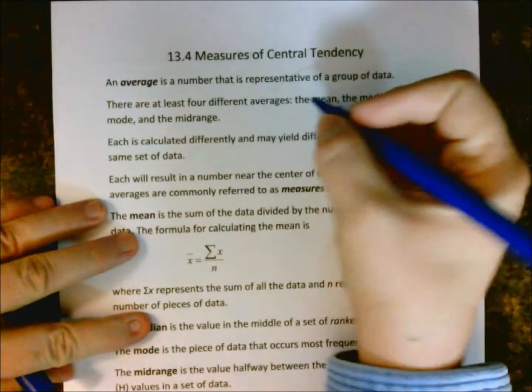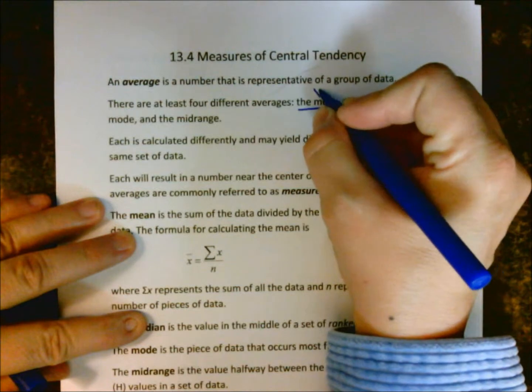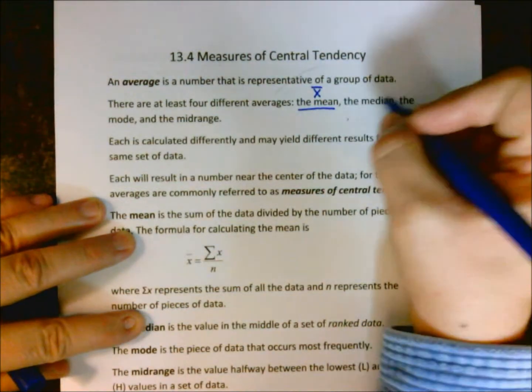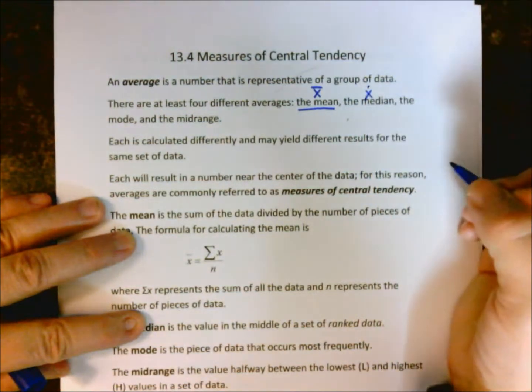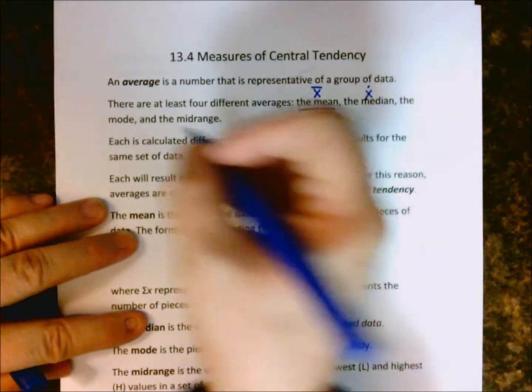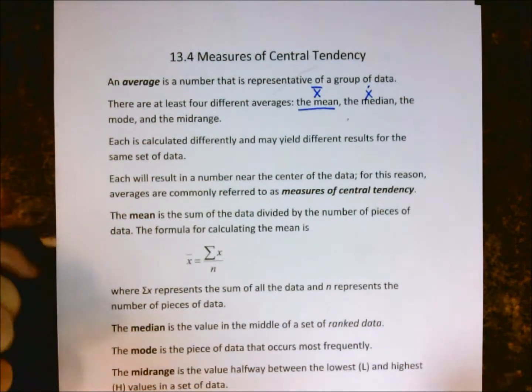These averages are the mean. The symbol that is used to represent this is an X with a bar over it. The median, X with a dot. The mode, and the mid-range. No special symbols for either one of those.